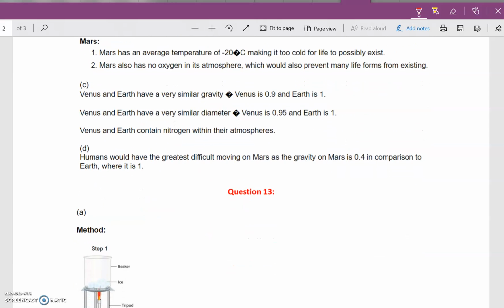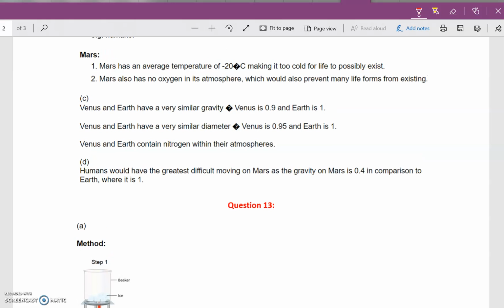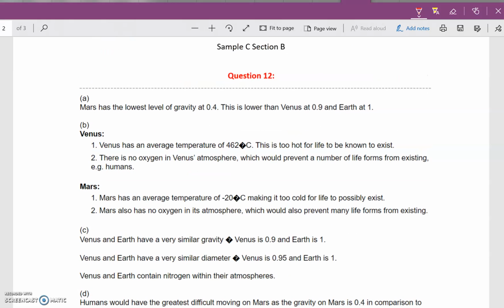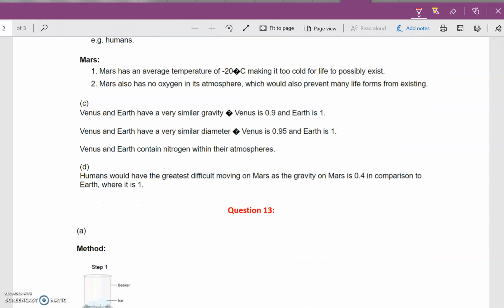And lastly, then D, on which planet would humans have difficulty moving? Okay, so the gravitational pull, if you remember back up here, on Earth is 1. It's a bit less on Venus. They're the same, but on Mars is 0.4. It's like you would be 60% lighter on Mars, so you wouldn't be able to walk around, so it'd be very, very difficult to move, so the answer there would be Mars.